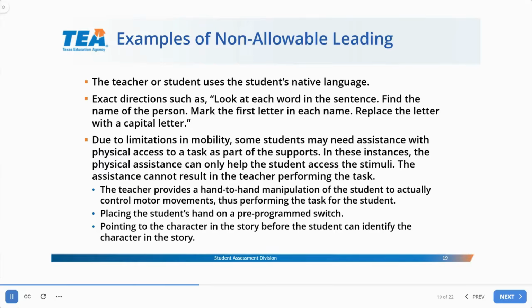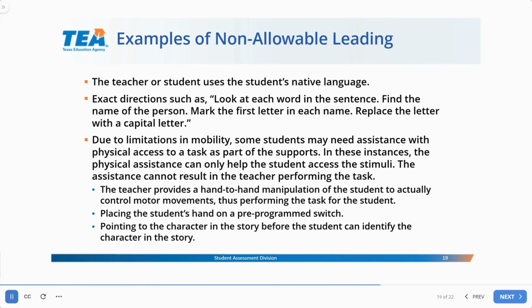Due to limitations in mobility, some students may need assistance with physical access to a task as part of the supports. In these instances, the physical assistance can only help the student access the stimuli. The assistance cannot result in the teacher performing the task, as in the examples that follow.